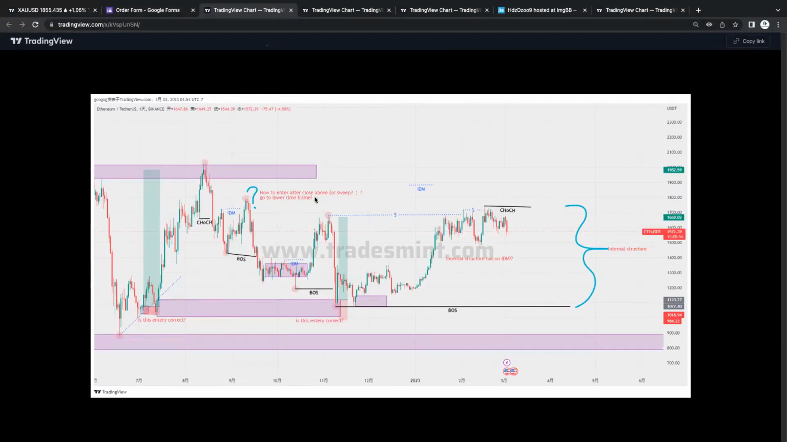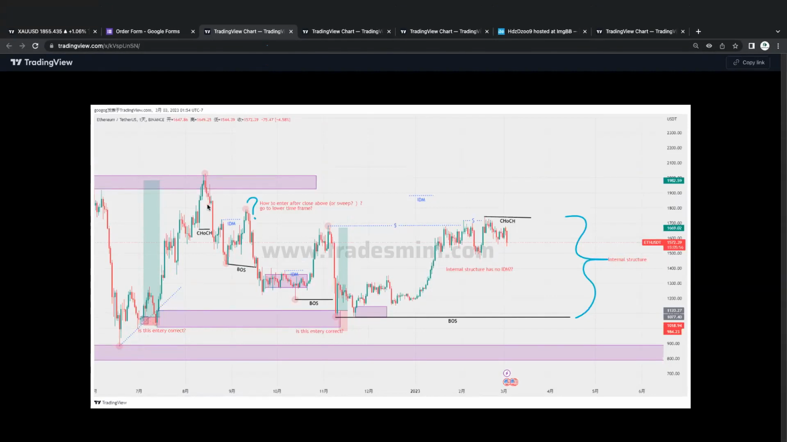CHoCH, and how we can enter here, close or sweep. So here you can enter here two tabs. First of all, this one, right? But price not mitigate this one. Taken out the inducement, push downside, and based on the single candle order block is here, you can enter here.